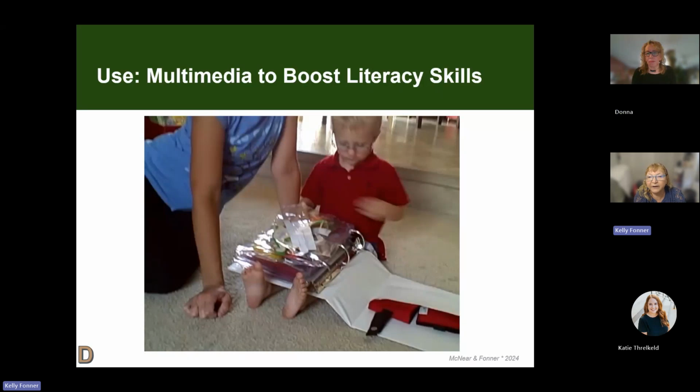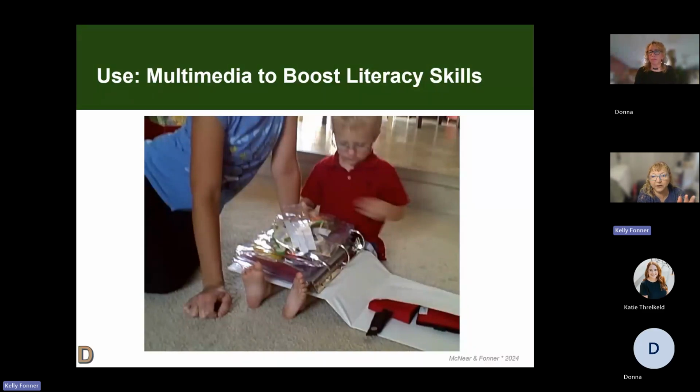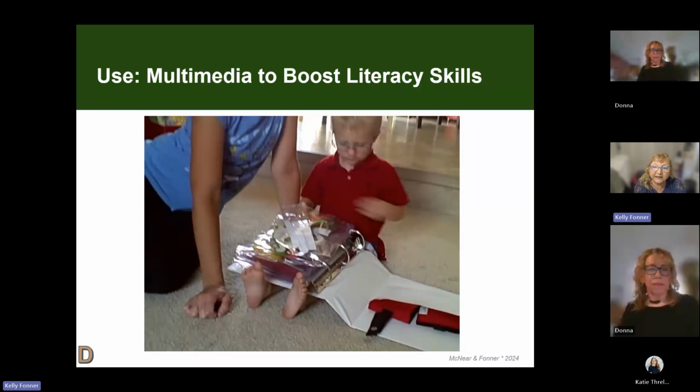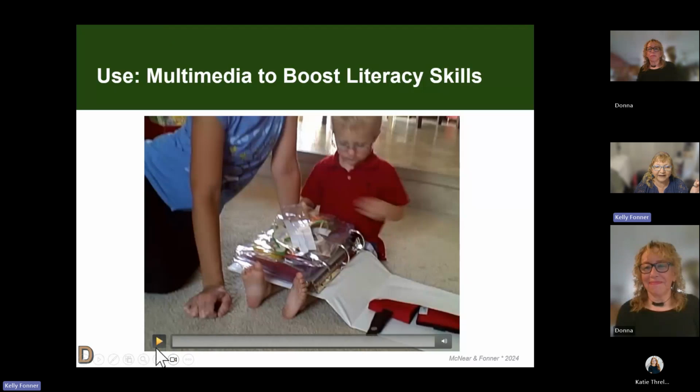This is the last video that we have in the group, and this example comes from the same child that you saw earlier with the tangible book and the refreshable book, now boosting literacy skills by adding a Braille line to the tactile image, and then adding an auditory output, a really simple auditory output, as a dot reader. So we'll play a little bit of this and see if we can get Donna back in with us.